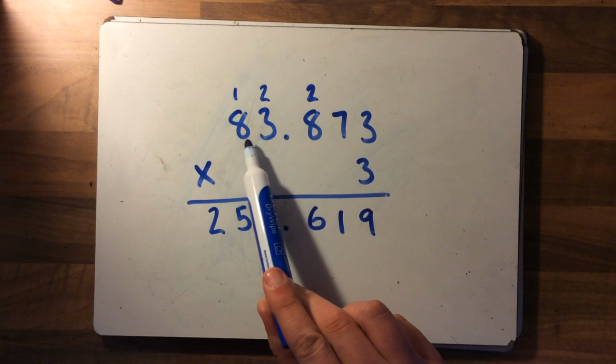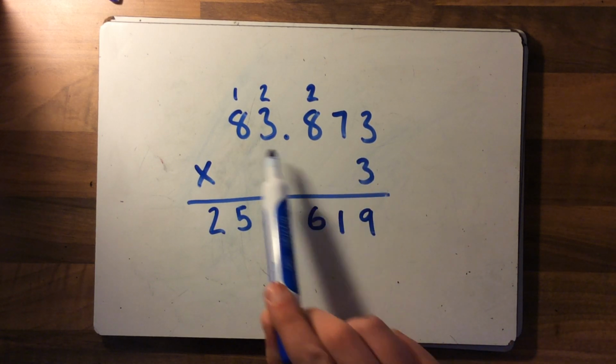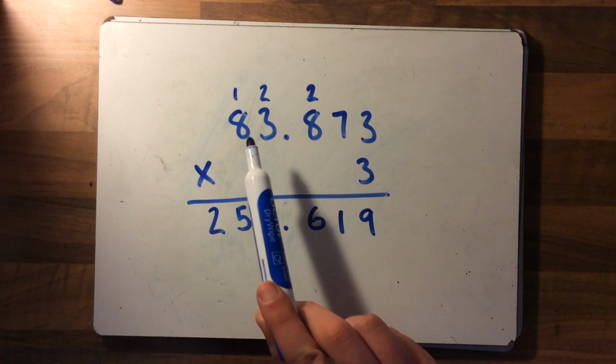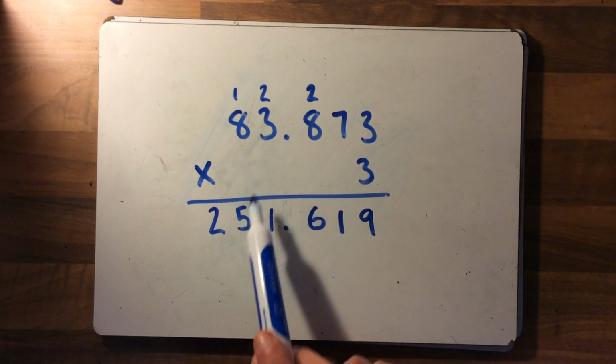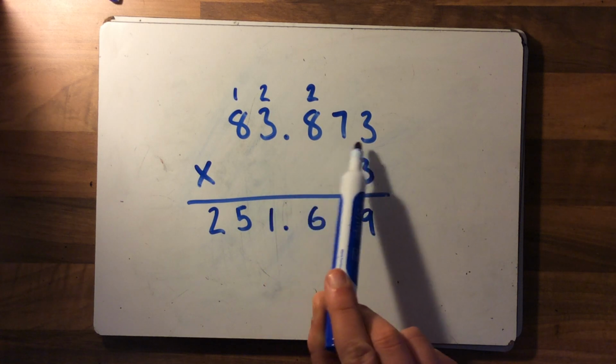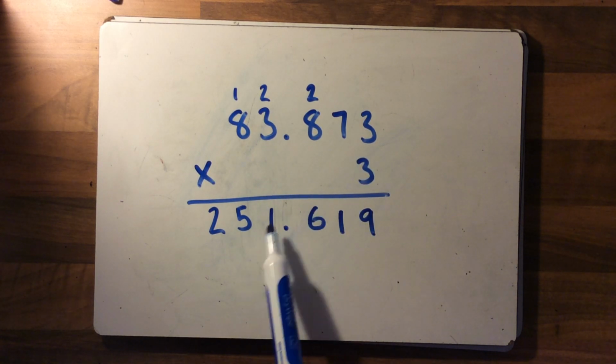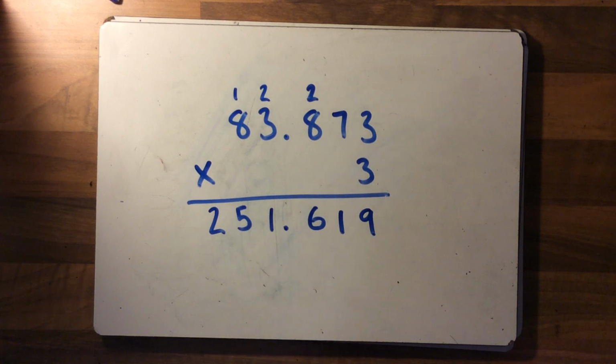Because this number is very close to 80. We could do 8 times 3, which is 24. Add that 0 back on, is 240. And we can see with this extra portion of the number, the answer is going to be slightly larger than 240, which this is. So again, it looks sensible.